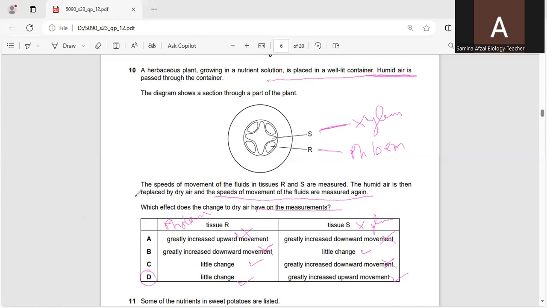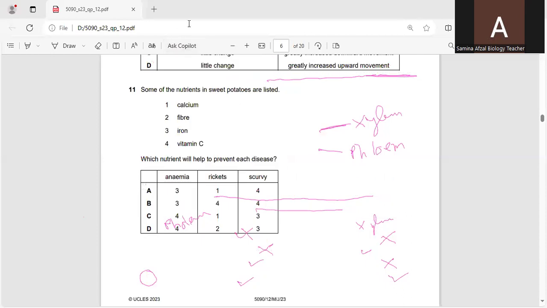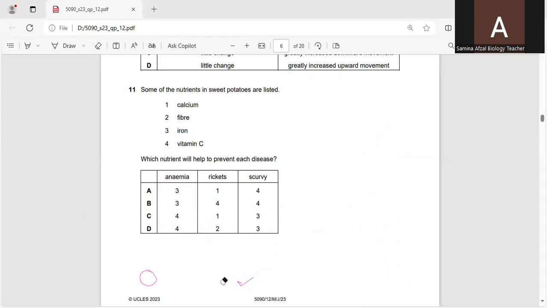Now, I would like to move towards question number 11. In question number 11, you can see, students, some of the nutrients in sweet potatoes are listed. Those nutrients are calcium, fiber, iron, and vitamin C. Now, which nutrient will help to prevent each disease?